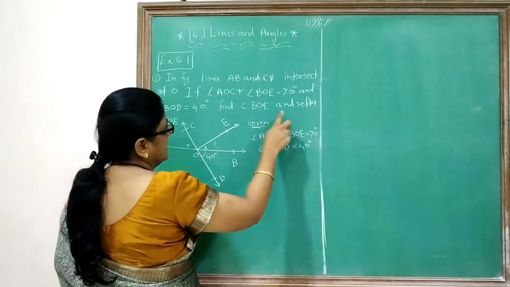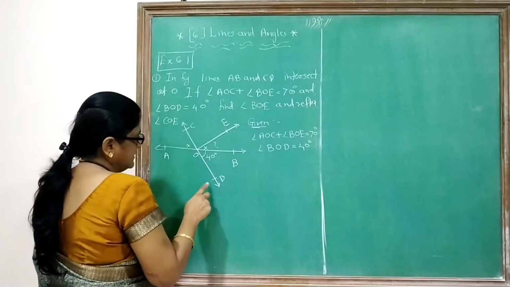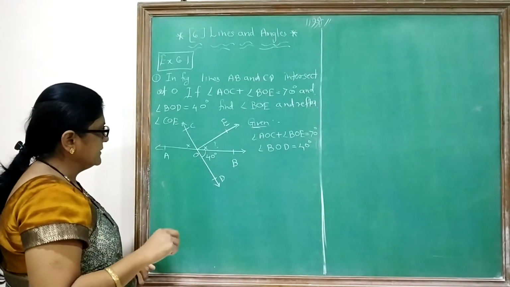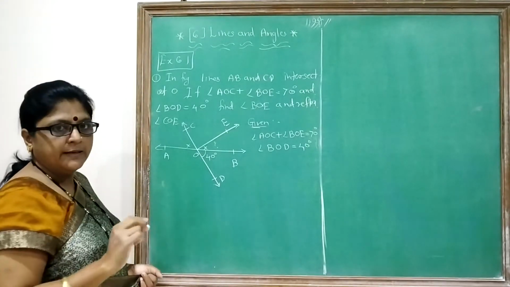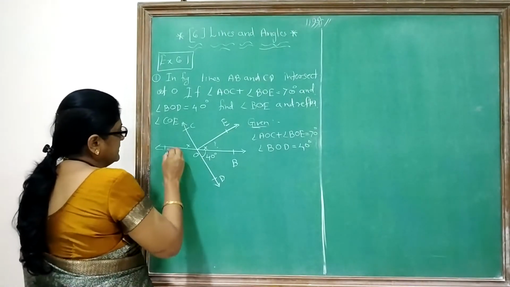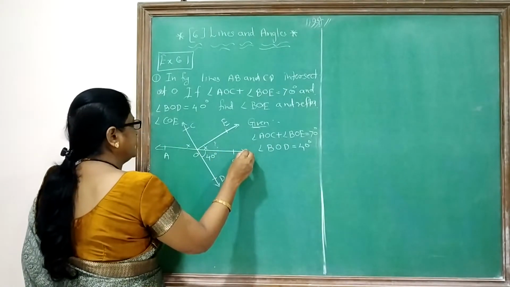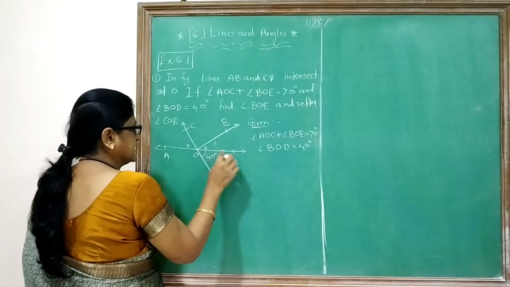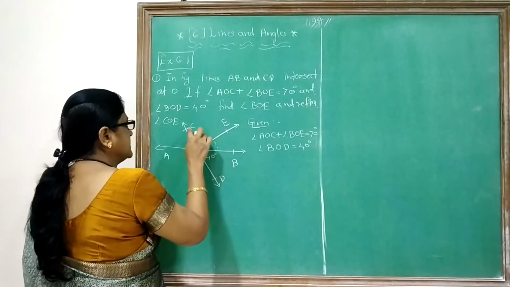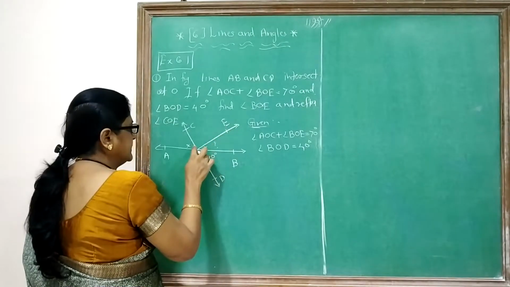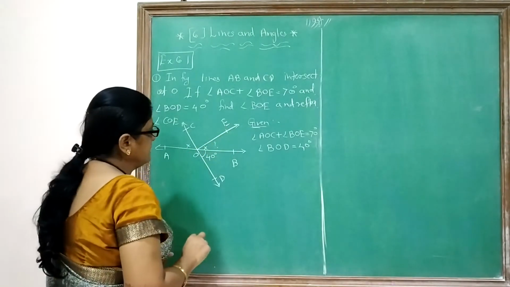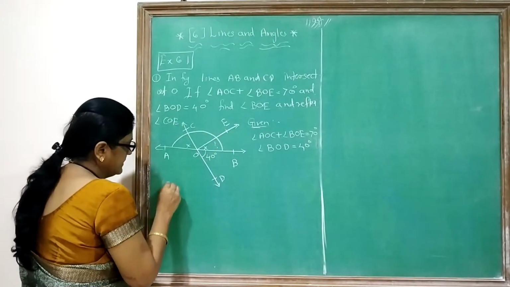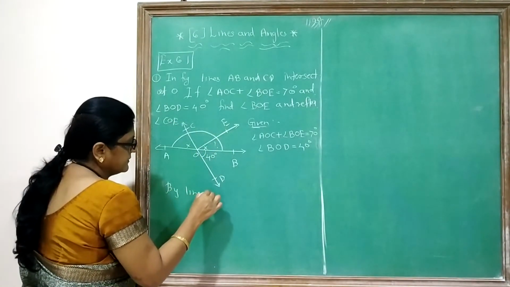This is question 1, and reflex COE. Which type can you find? See here, this AB is a straight line, and this first angle, second angle and third angle stand on this AB. Means ray OC and ray OE stand on the line AB. Which type can you write? Linear pair.